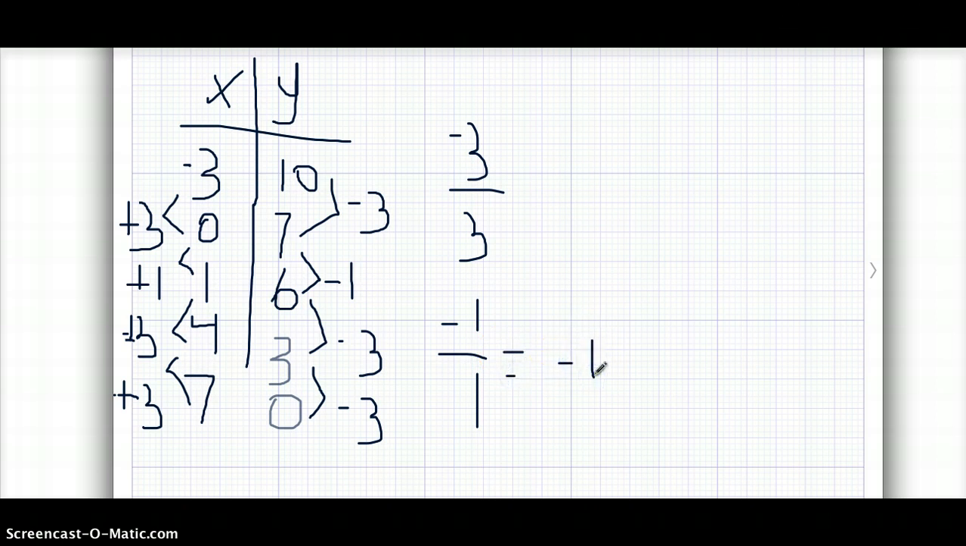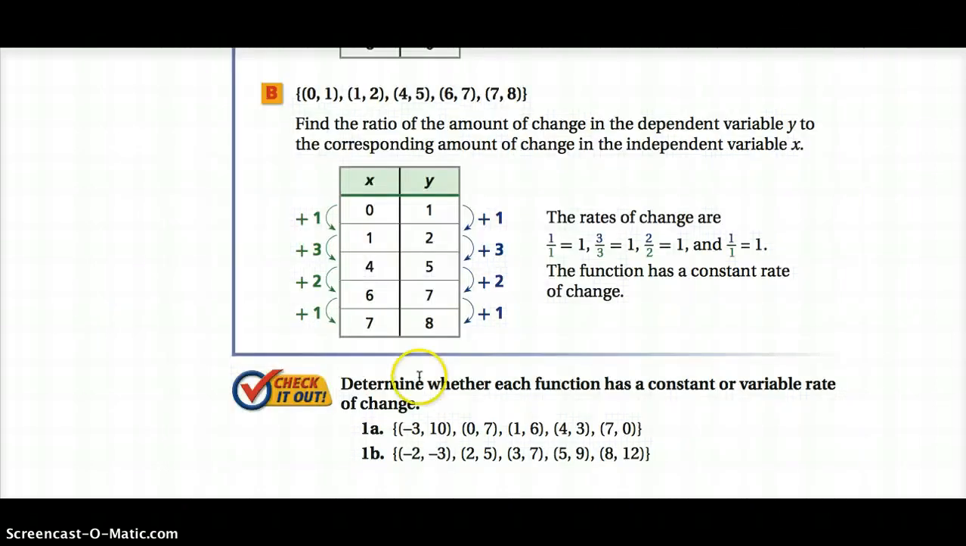So the answer is that the first one is a constant rate of change. If you were to calculate the second one, it is not a constant rate of change.